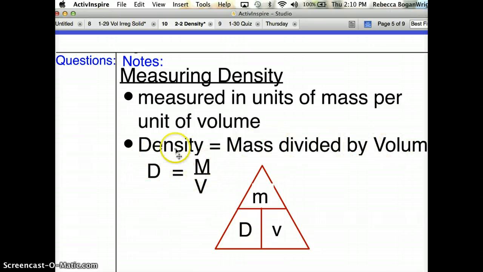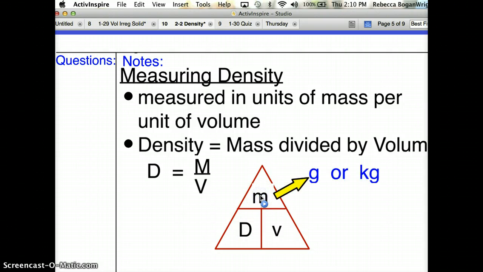Here's the mathematical formula you're going to need to calculate density. Now, what's cool about density is that you can use a triangle just like we've used for FMA, just like we used for DST. If you cover up the D, it's mass divided by volume. If you cover up the M, mass equals density times volume. Volume equals mass divided by density. Write this down in your notes also.